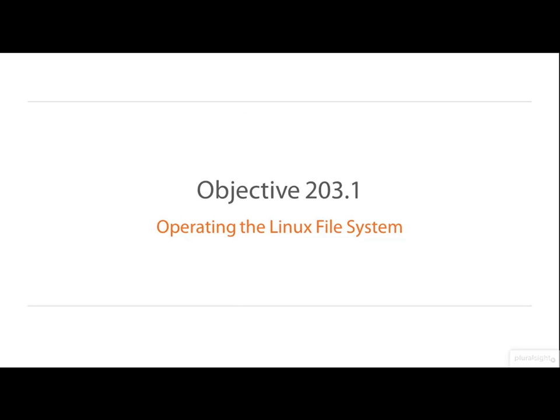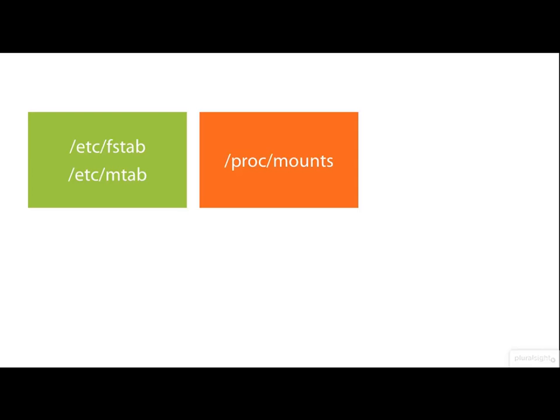This is all working towards our LPI Level 2 exam, and this in particular is Objective 203.1, named Operating the Linux File System. As we go through this, we'll be looking at the files /etc/fstab and /etc/mtab. We'll be looking at the file /proc/mounts.